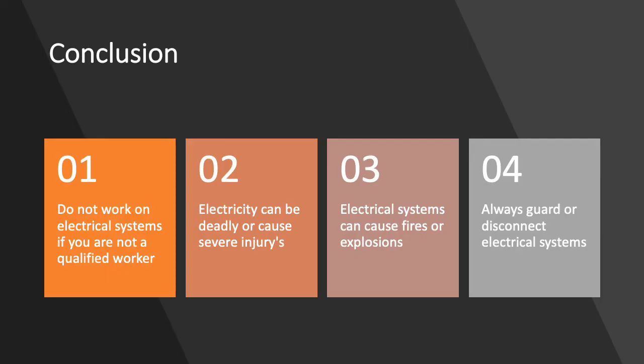So wrapping this all up this month, I got a couple different items here. Never allow workers to perform work on electrical equipment if they're not qualified to do so, even if they're really good, even if they promise you, even if their name is Ron Swanson. You want to make sure that they're qualified prior to them doing work on electrical equipment. Electricity can be deadly and cause severe injuries such as burns, abrasions, arc flash, etc. Electrical systems can cause fires or explosions as well, and for that reason, you always want to make sure you guard or disconnect electrical systems.